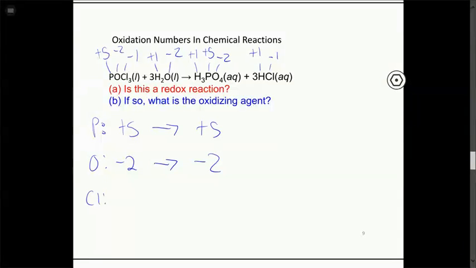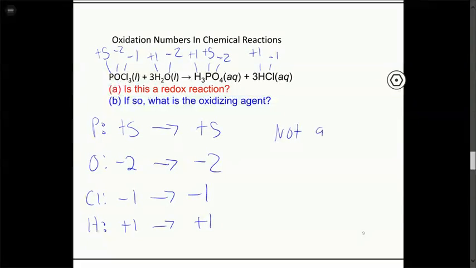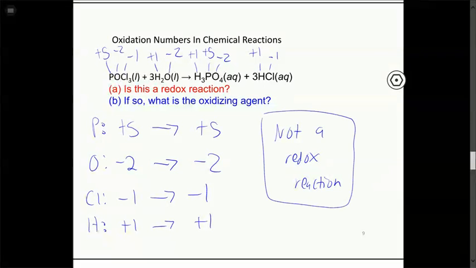Chlorine, same story. It's -1 on the reactant side, -1 on the product side, and then finally the last one is hydrogen. All instances of hydrogen on both the reactant and the product side are +1. So none of the oxidation numbers are changing here. Phosphorus, oxygen, chlorine, hydrogen all stay the same between the left and the right side of the reaction. So this is not a redox reaction. All right, like I said, it's sometimes not obvious just by looking at it whether it is or is not a redox reaction. But by assigning all the oxidation numbers, we can tell this is not a redox reaction.